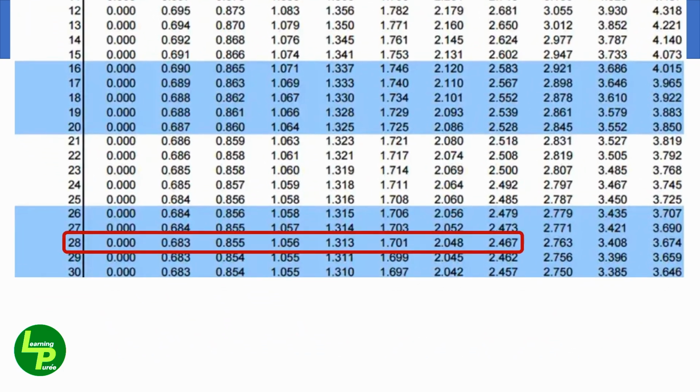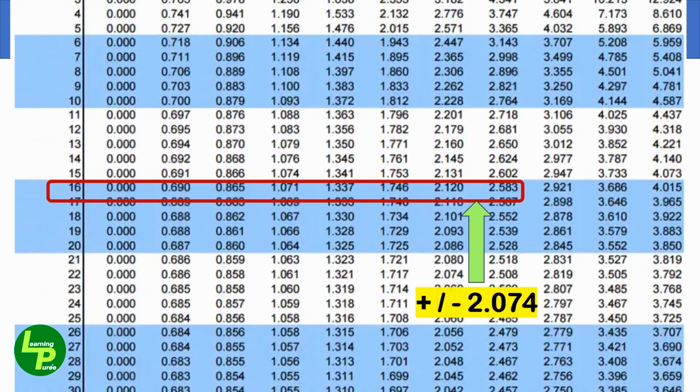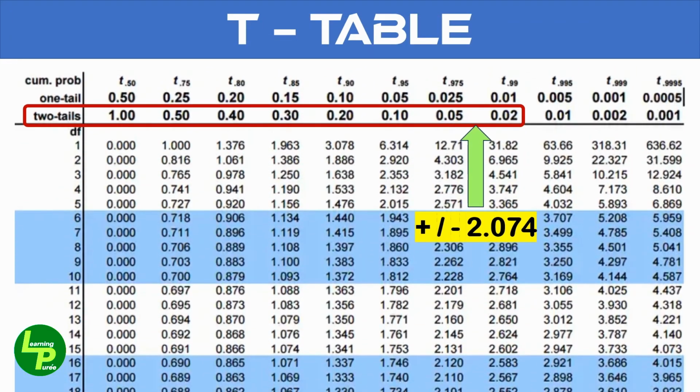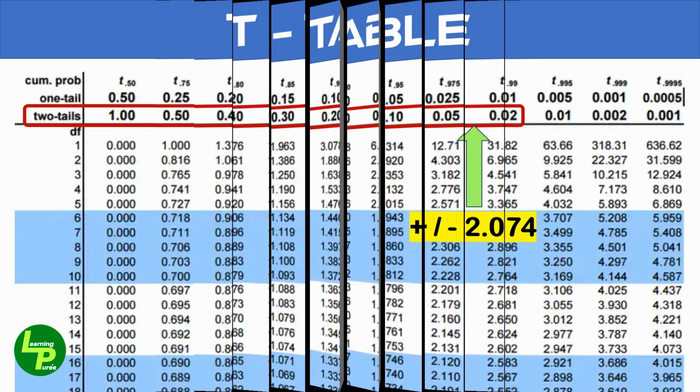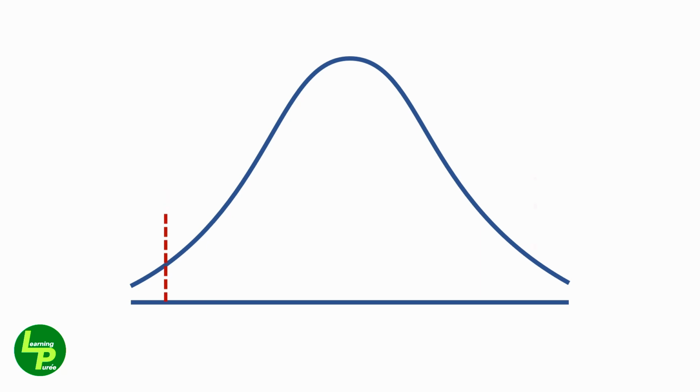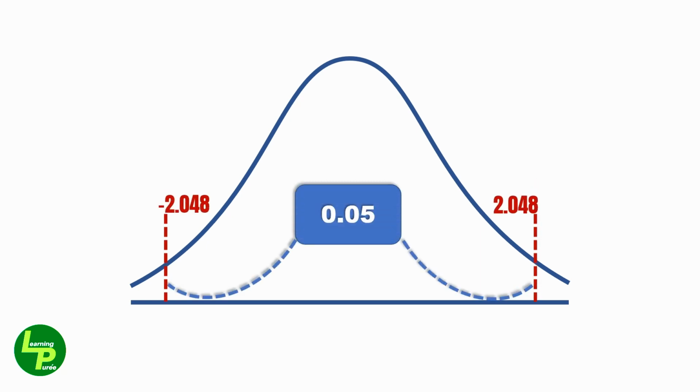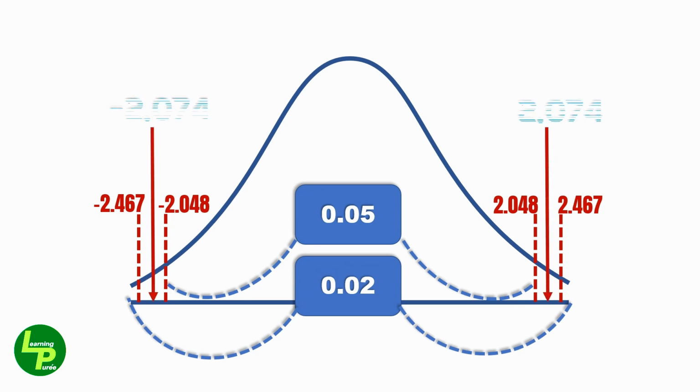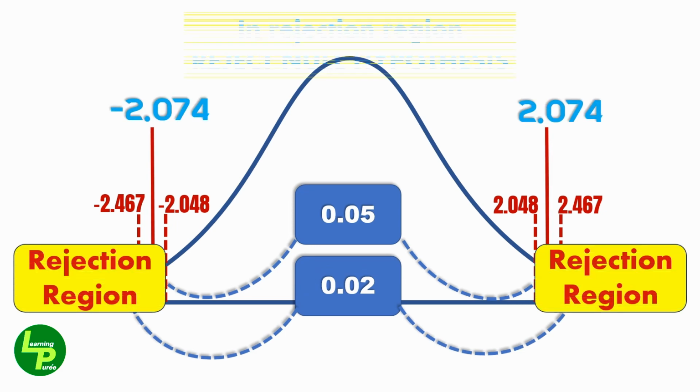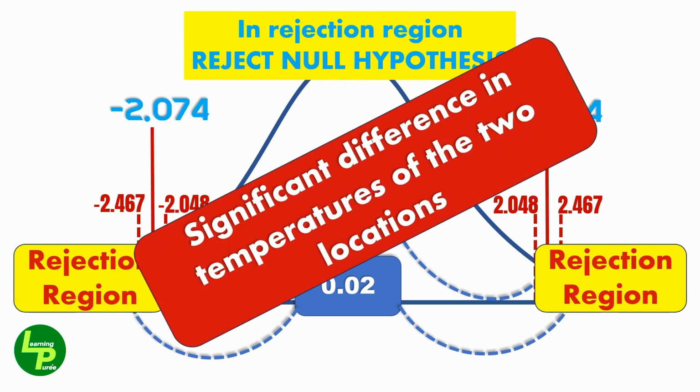We observe that the calculated t-statistic falls in the range of 0.05 to 0.02 on both sides in the t-table. In this case, the value appears to be in the rejection region. Therefore, we will reject the null hypothesis and accept the alternate hypothesis that there is indeed a difference between the temperatures of these two locations. Wow, done and dusted. That was quick work.